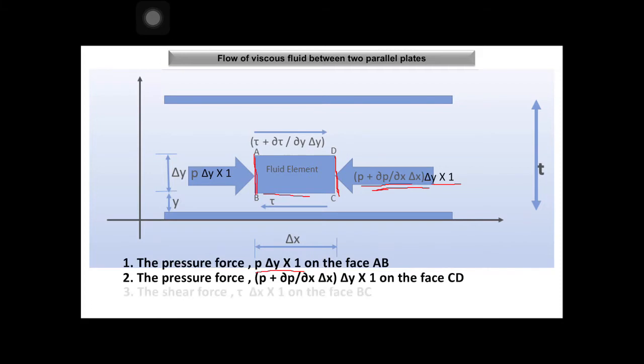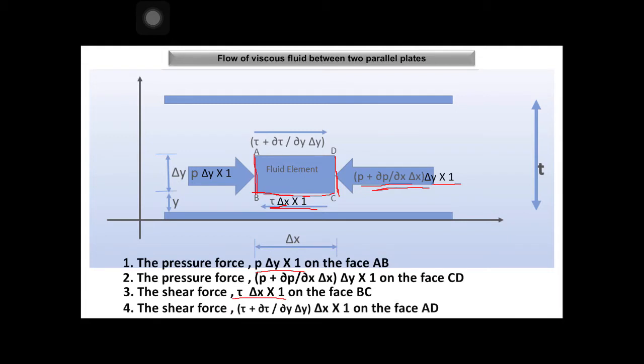Similarly, on the face BC, the shear force because of the shear stress tau is acting, and it will be equal to shear stress into delta x into 1. Delta x into 1 is nothing but the area of BC. So here you can see this shear force is acting on this face BC. Similarly, on the face AD, another shear force is acting, that is tau plus delta tau by delta y into delta y, and the whole bracket is multiplied by the area, which is delta x into 1.